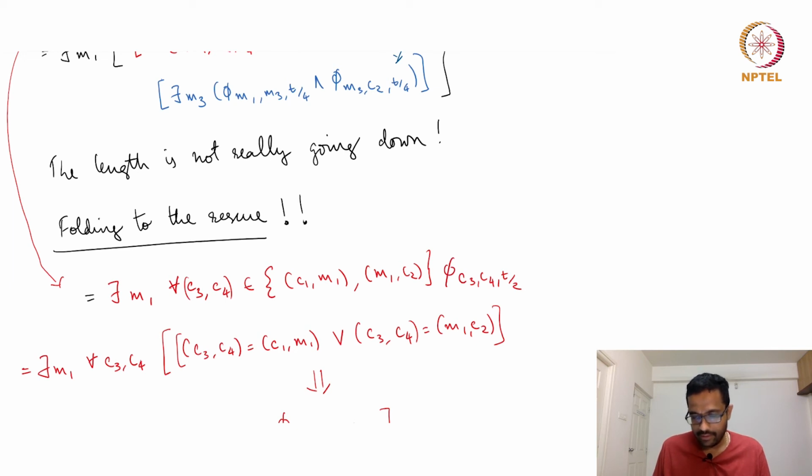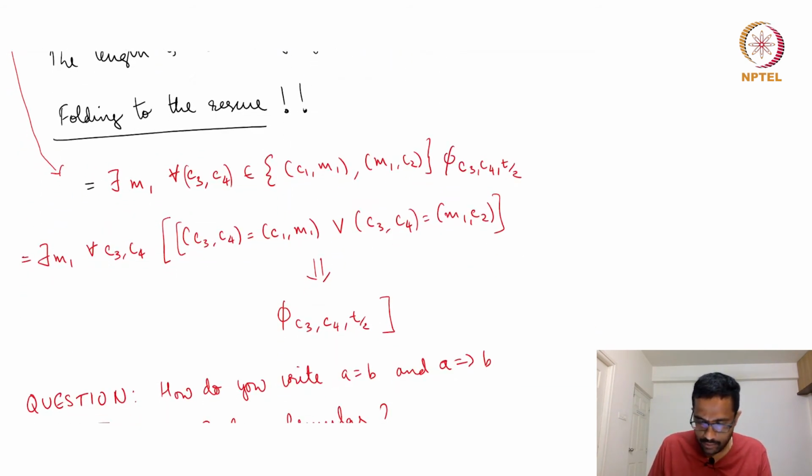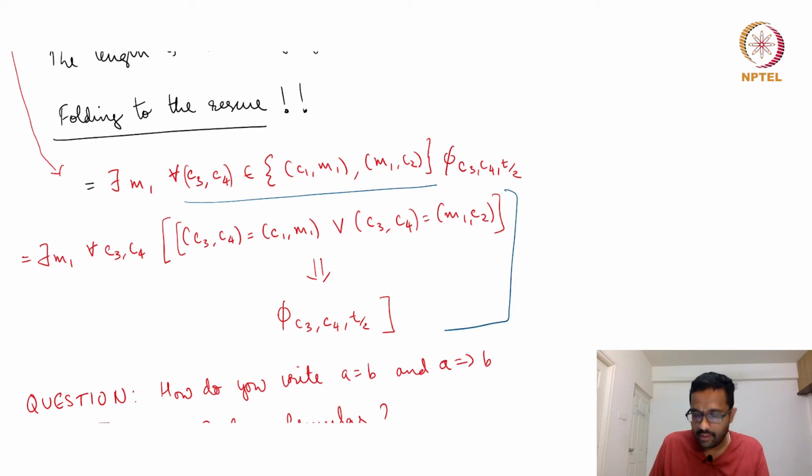How do we write that in a Boolean setting? It's not very difficult. This particular blue underlined part can be rewritten by this entire thing: whenever C3 C4 is equal to C1 M1 or C3 C4 is equal to M1 C2 (this kind of looks like an E, but it is C2), this implies that phi(C3, C4, t/2) must be true. The rest is the same: there exists M1, for all C3 C4, whenever C3 C4 is C1 M1 or M1 C2, phi(C3, C4, t/2).